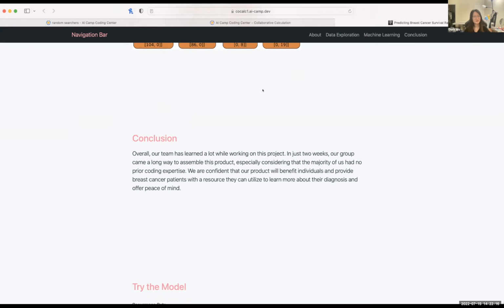So overall, my team has learned a lot from the past 3 weeks. While working on this project, our group came a long way to assemble this whole thing, especially considering that the majority of my team had no coding experience previously. So I was just impressed that they can complete this wonderful product in such a short time. So I want to shout out to all of them.